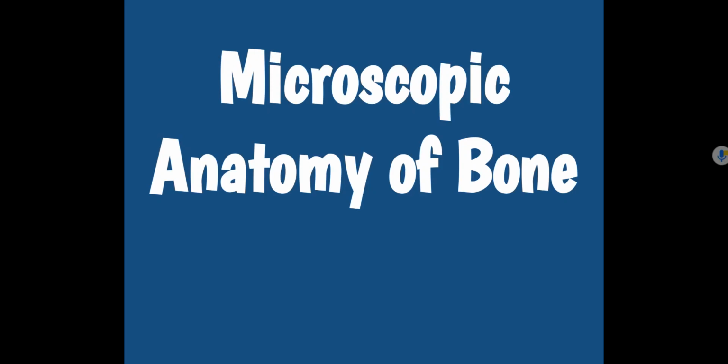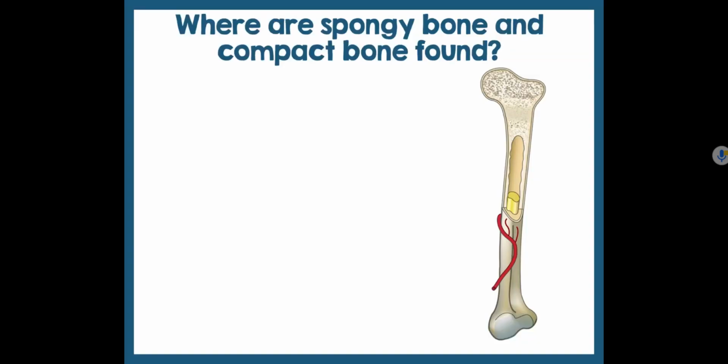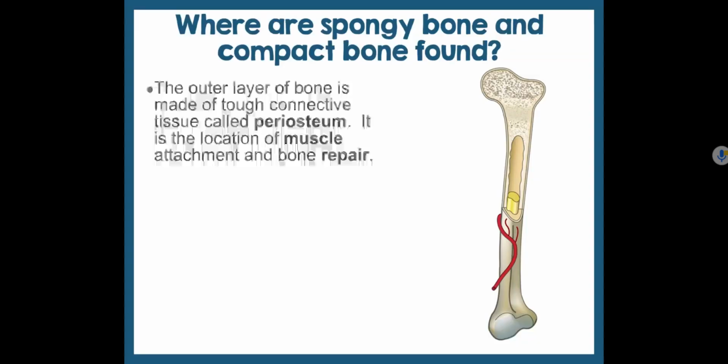Today we're going to talk about microscopic anatomy of bone, and the goal of this video is to describe differences between spongy and compact bone. So where are spongy bone and compact bone found?